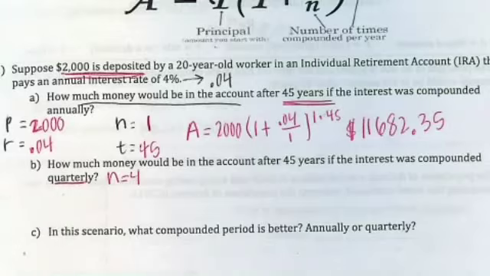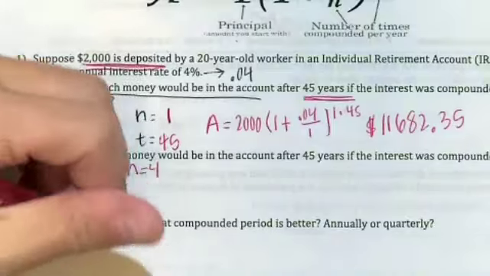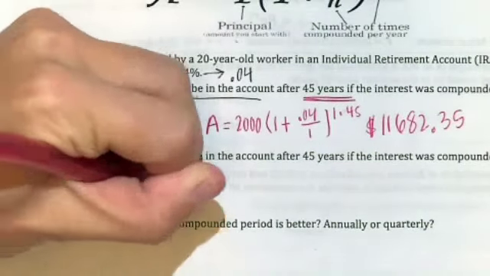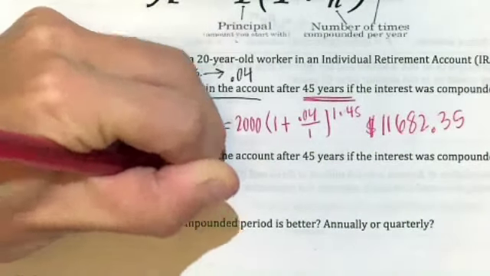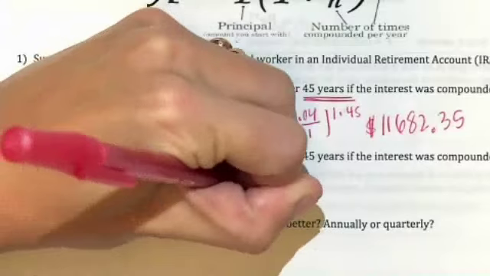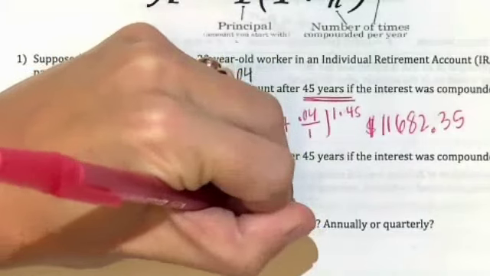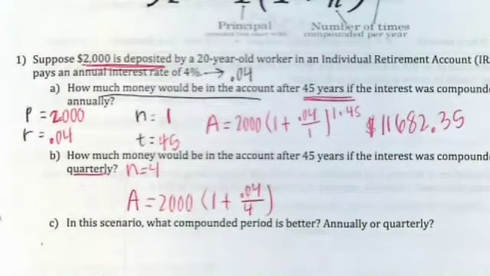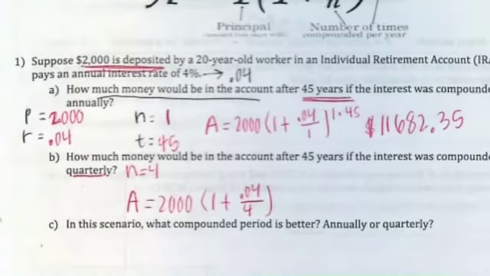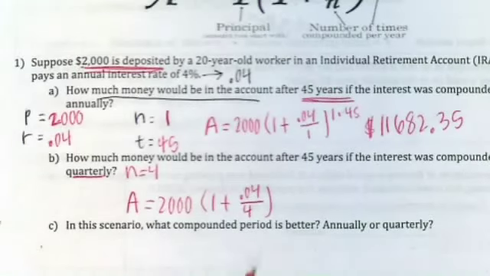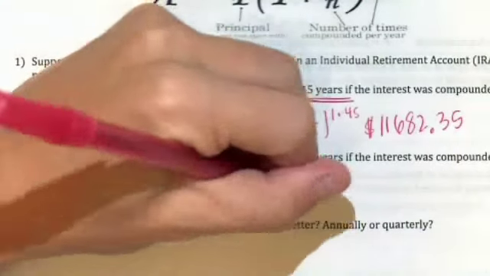Now, same question, how much would be in the account after 45 years if the interest was compounded quarterly? The only thing that's changing here, according to this question, is that the interest is being compounded quarterly. Quarterly means 4. There's 4 quarters in a year. So that 1 is changing to 4.